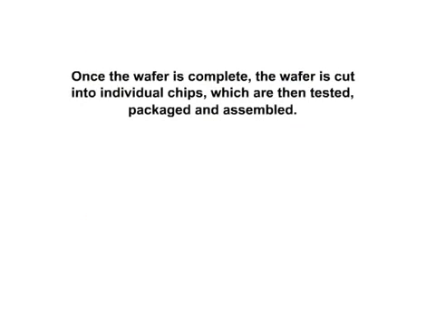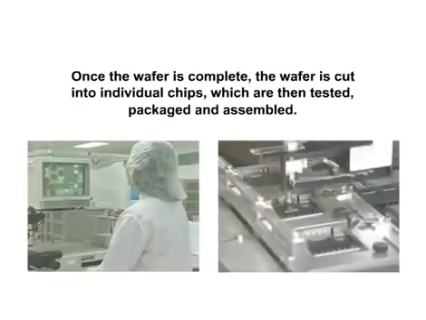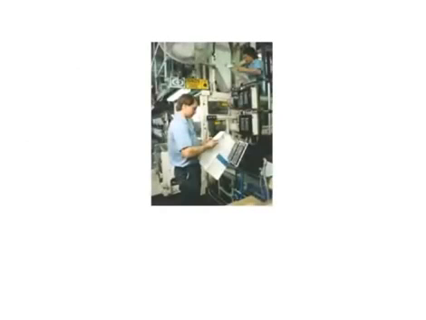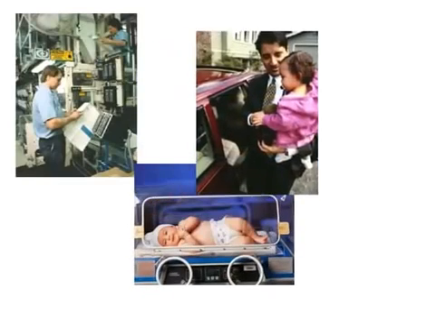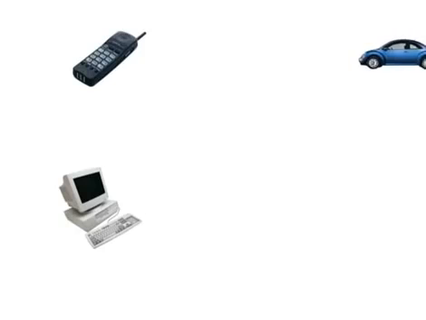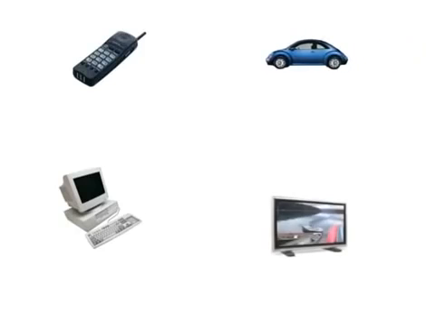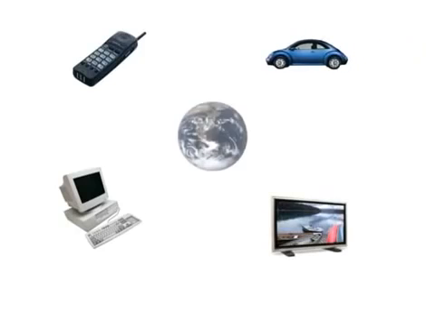Once all the processing steps are completed, the wafer is cut into individual microchips, which are then tested, packaged, and assembled. Microchips are then shipped around the globe and are incorporated into the devices we use every day. When you pick up the phone, turn on a computer, start your car, or watch television, it is the microchip that enables these devices which shape today's modern society.